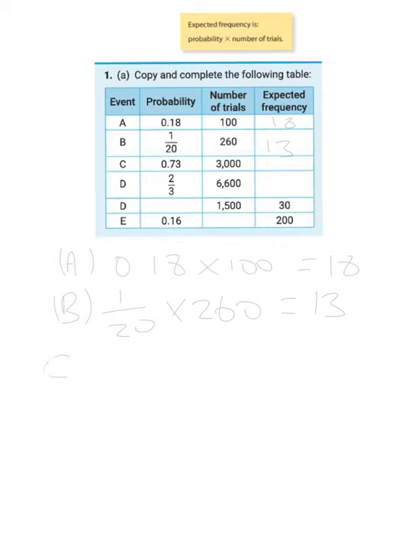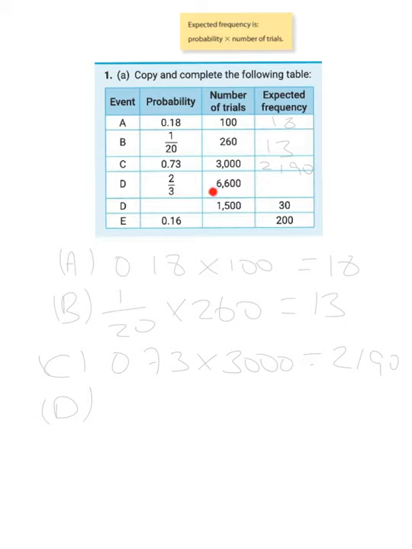The same for C, we're looking for the expected frequency, so that would be 0.73 multiplied by 3000, which is the probability but multiplied by the number of trials, and that works out to be 2190. So this is 2190.